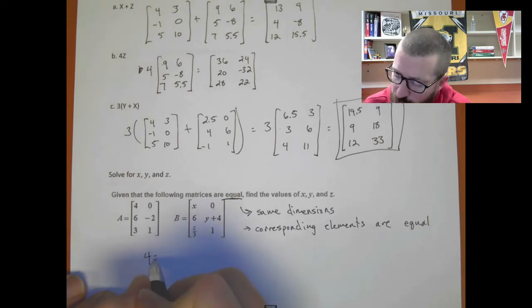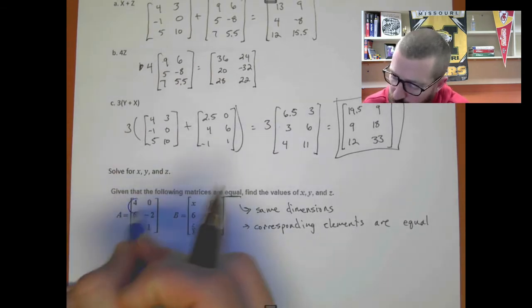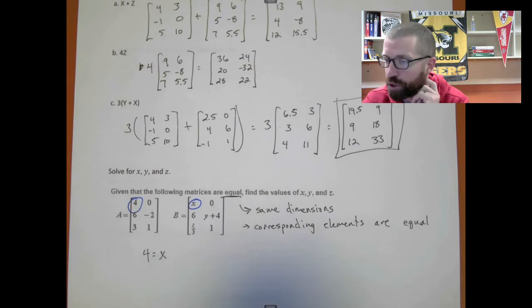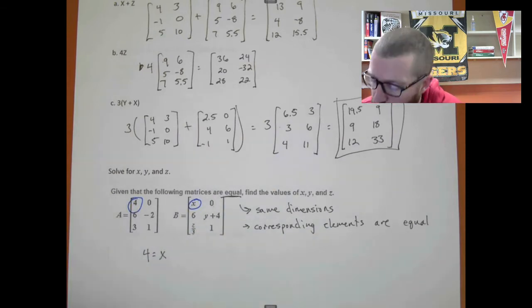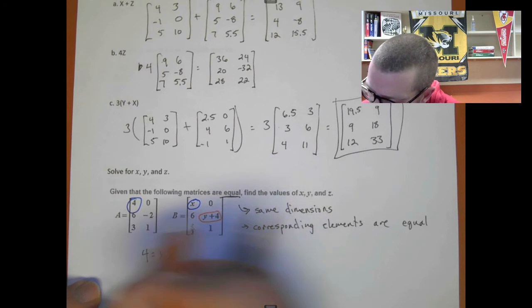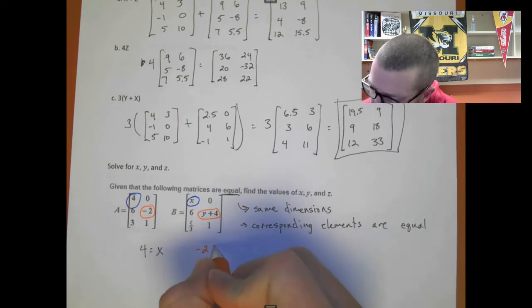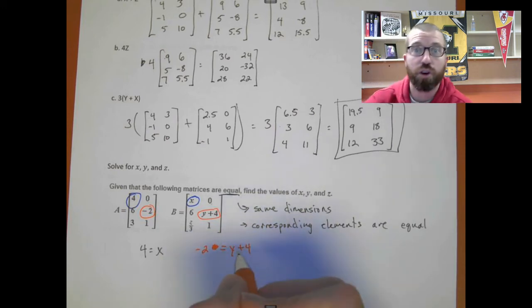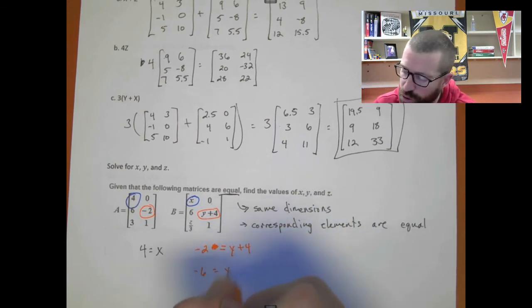So 4 must be equal to x. If you look at this top first row, first column, okay, that's done. There's nothing to do there. So we know x. Y is right here, so that must be equal to negative 2. So negative 2 is equal to y plus 4. So they just solve for y, get y by itself by subtracting, and negative 6 is equal to y.